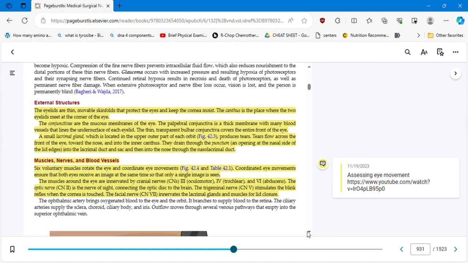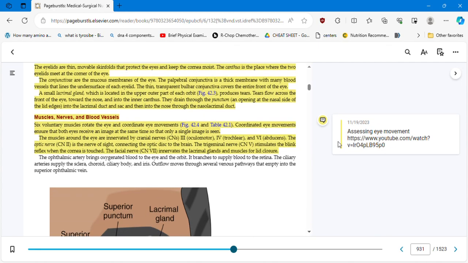the external structures. The eyelids are thin, movable skin folds that protect the eyes and keep the cornea moist. The canthus is the place where the two eyelids meet at the corner of the eye. The conjunctivae are the mucous membrane of the eye. The palpebral conjunctiva is a thick membrane with many vessels that lines the surface of each eyelid. The thin, transparent bulbar conjunctiva covers the entire front of the eye. A small lacrimal gland, which is located in the upper outer part of each orbit, produces tears. Tears flow across the front of the eye, towards the nose, and into the inner canthus. They drain through the punctum, an opening of the nasal side of the eye the leech edges, into the lacrimal duct and sac, and then into the nose through the nasolacrimal duct.